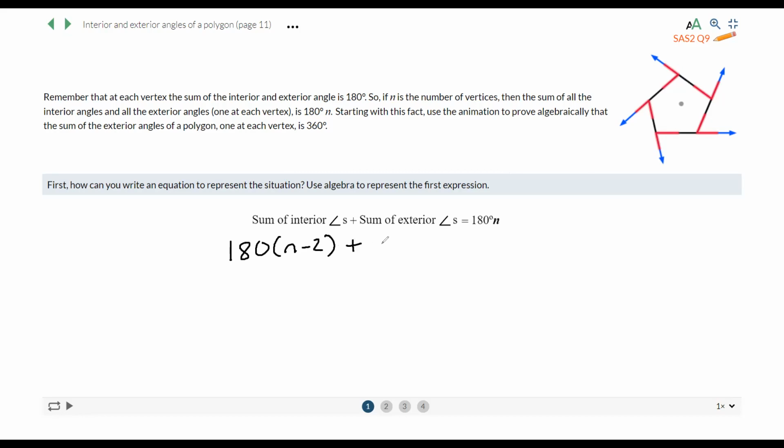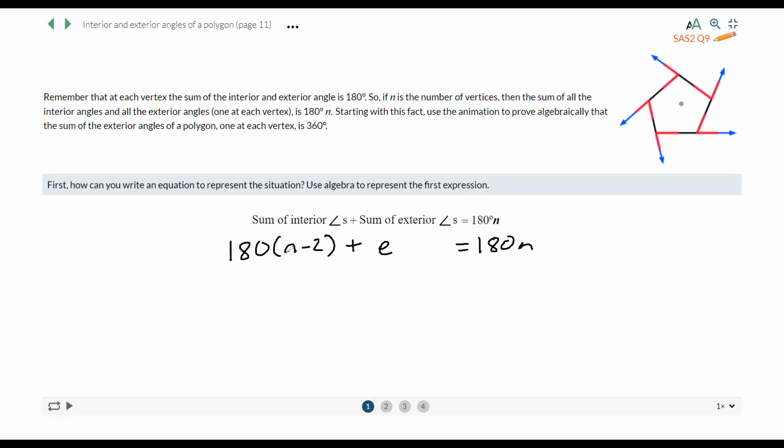We still got our sum of exterior angles. I'm going to call this SOE because I don't want you to write that out every single time. And now we have 180(n minus 2), right? Or maybe I will even just call SOE, we'll use a variable for that, so E, okay? So let's solve for that.